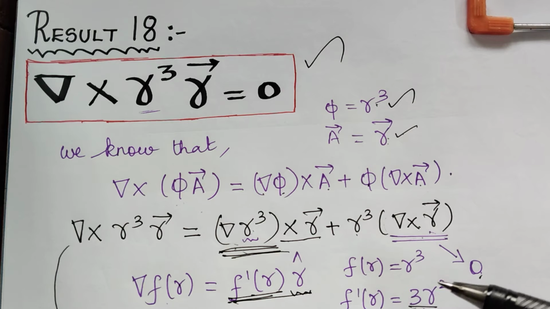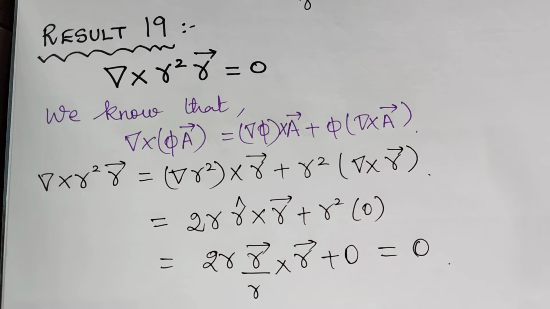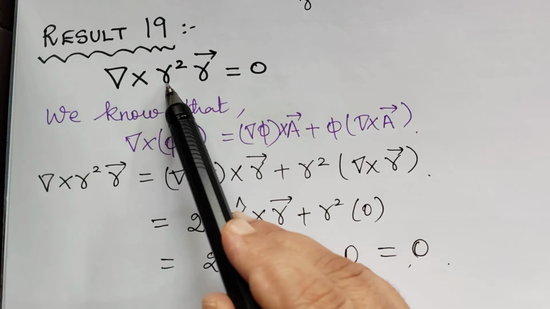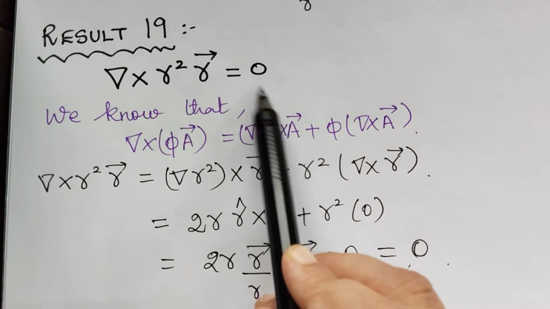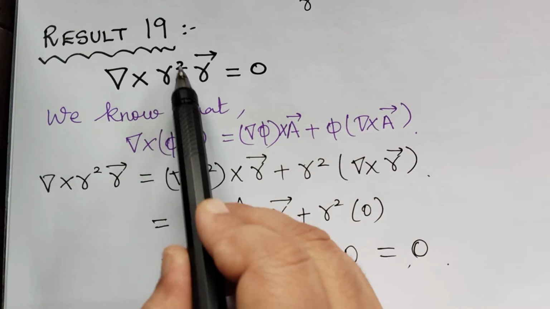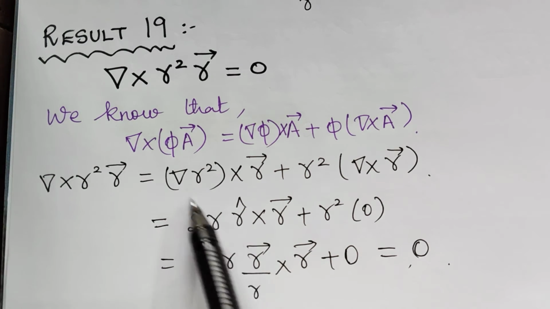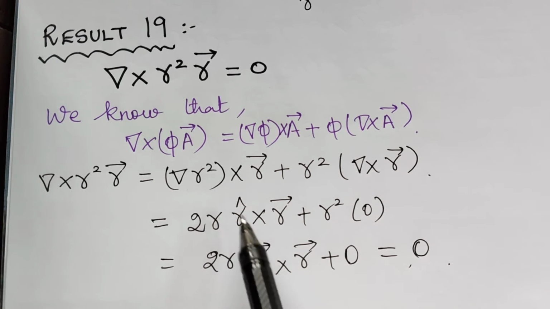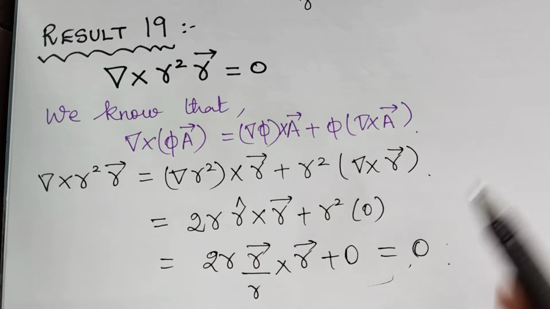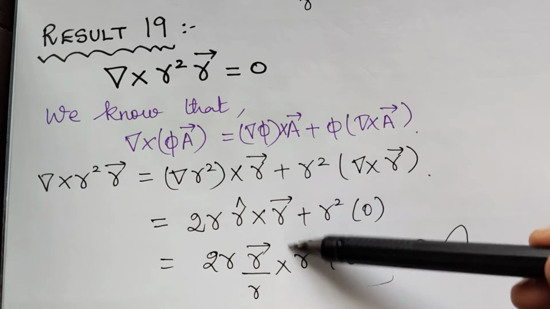In a similar manner, let us prove result 19. So here we have result 19, which I have already worked out for you. Like how we had ∇ × (r³ r vector) equal to 0, in a similar manner, the same method we have to follow. Instead of r³, we have r² over here. And so after differentiation, it will be 2r r cap. And then changing it as r vector by r, we get the whole thing to be equal to 0. So go through this proof step by step. You will surely understand it.